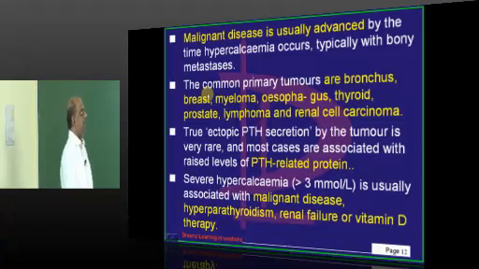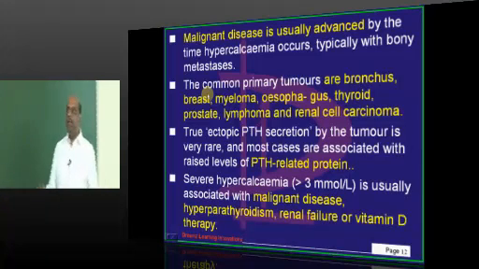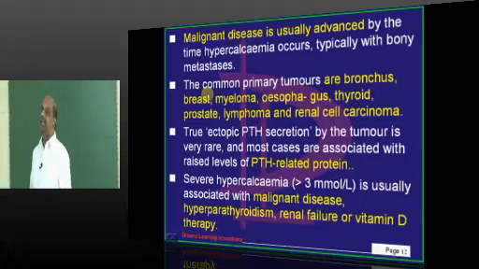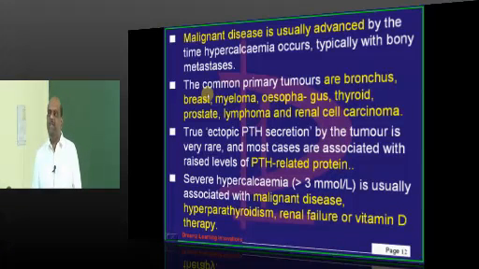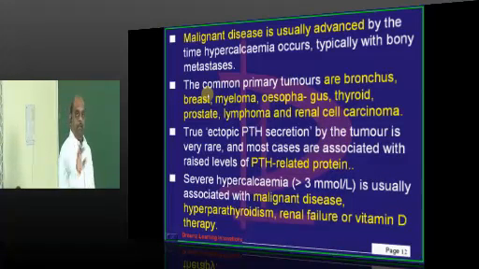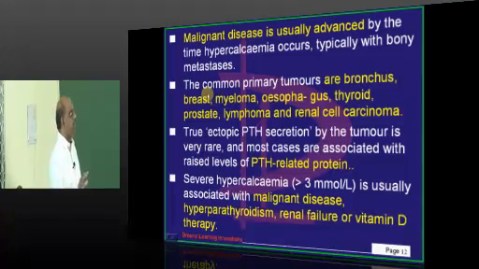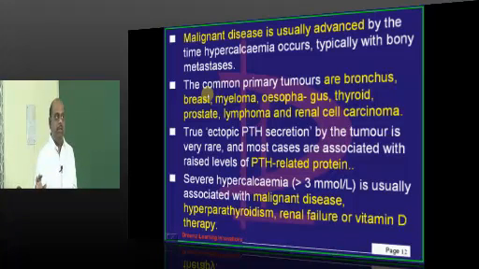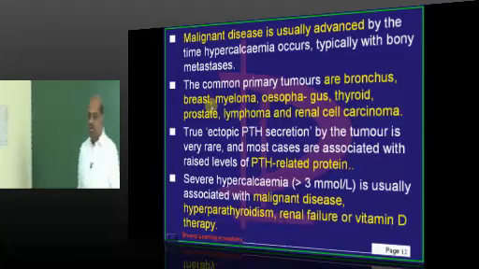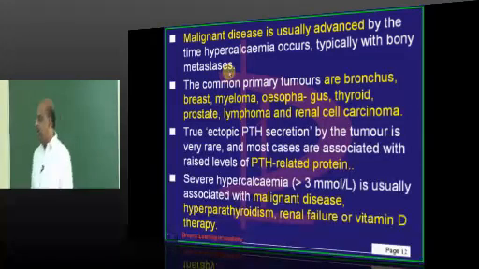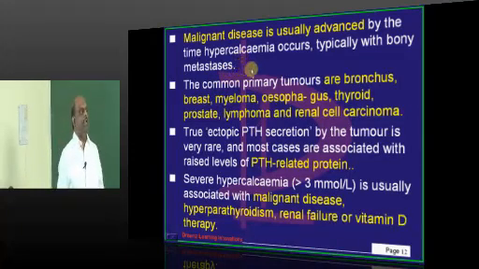Then if there is hypercalcemia in a patient with malignancy, is it any indicator of the severity of the malignancy? Definitely. Any malignant disease in which you discover hypercalcemia means an advanced stage of the malignancy, is what needs to be remembered. Now, which cancers are notorious for leading to the development of hypercalcemia?